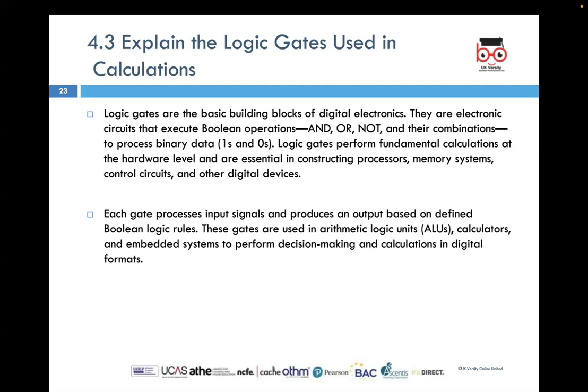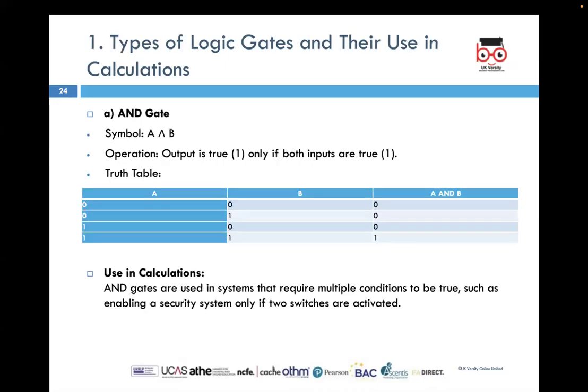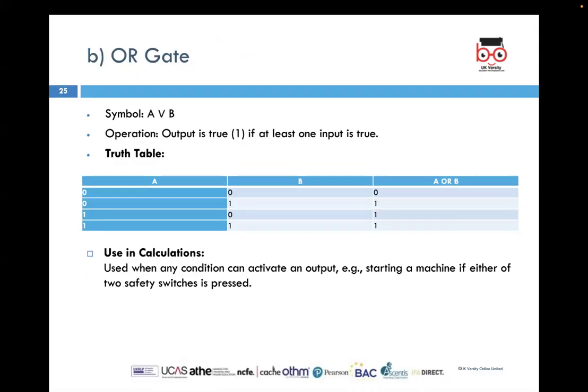These gates are used in arithmetic logic units, ALUs, calculators, and embedded systems to perform decision making and calculations in digital formats. The AND gate, A AND B, like we've seen before, has the truth table, and these are used in calculations. AND gates are used in systems that require multiple conditions to be true, such as enabling a security system only if two switches are activated.